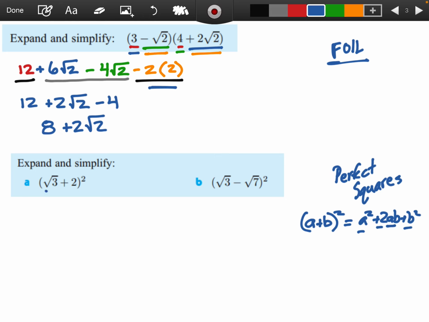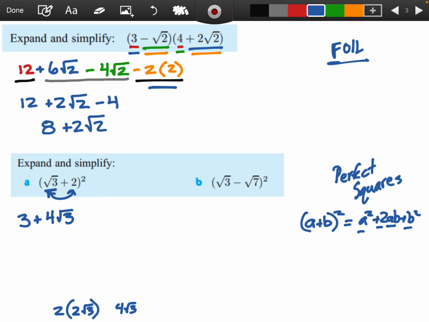So the first thing we need to do is square that root 3. So root 3 times root 3, or root 3 squared, is just going to give me 3. Then the middle term, I have to multiply the 2 terms together. So root 3 times 2, I'm just going to jot this down here, gives me 2 root 3. And then I need to multiply that by 2, double it. So that's going to give me 4 root 3. So then my middle term is plus 4 root 3.